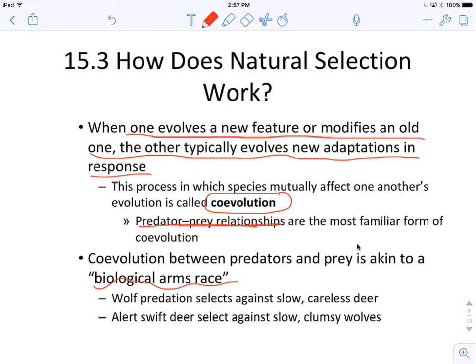If you think about it, if you have wolves preying on deer, if the deer is slow and careless, they're going to get eaten. It selects against slow deer, and it selects for fast deer. But then you have a lot of fast deer. Alert, swift deer select against slow, clumsy wolves. You've got to be a pretty good wolf in order to get a fast deer. And they just kind of feed back and forth on each other.